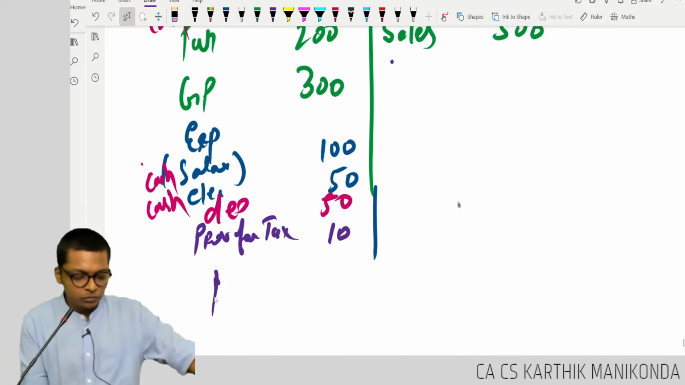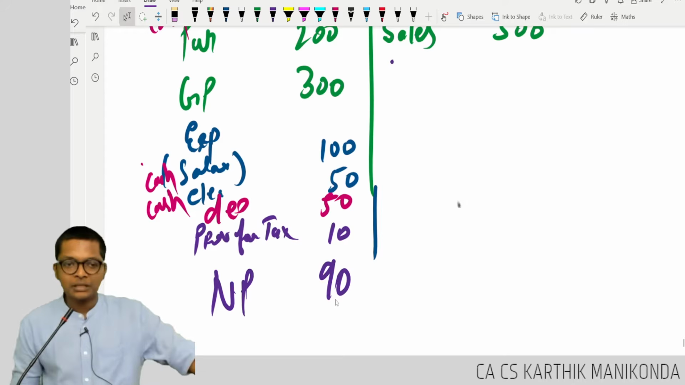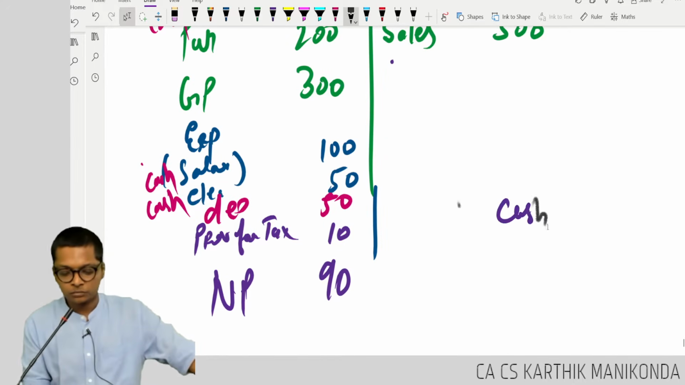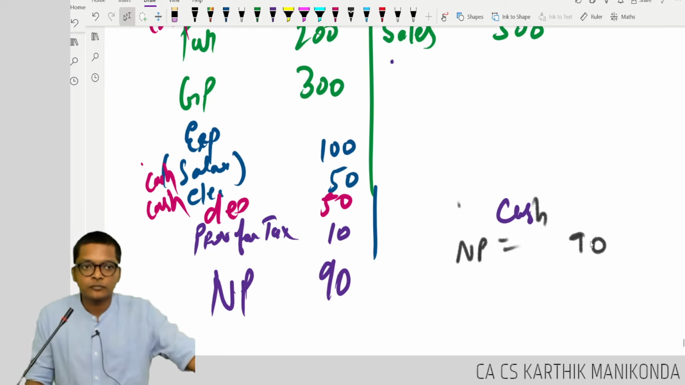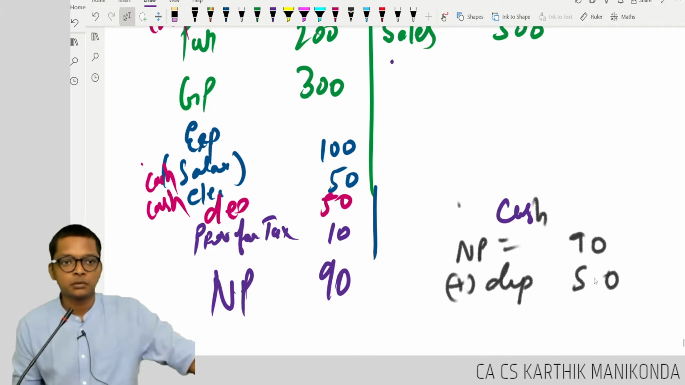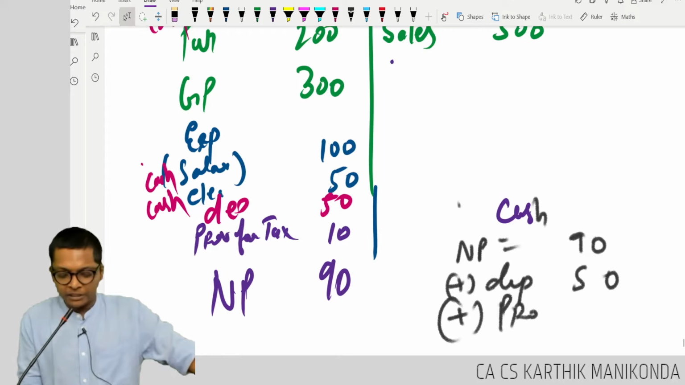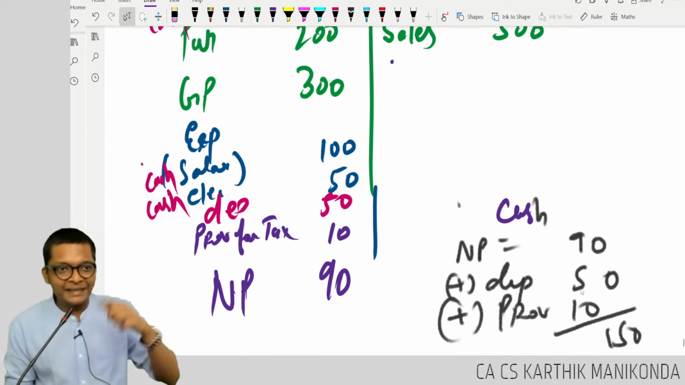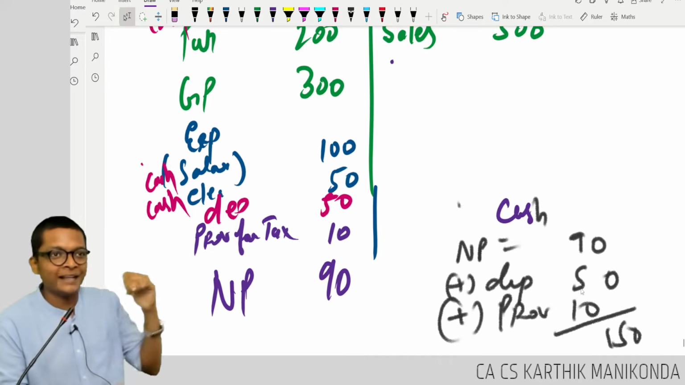What's your net profit now? 90. Now how do you find cash? I will start with net profit 90. Then add depreciation which you did previously also. Then add provision, how much? 10. So you will get, sir, I added 10 because you made 10 adjustments, sir. That's why I know answer is 150.